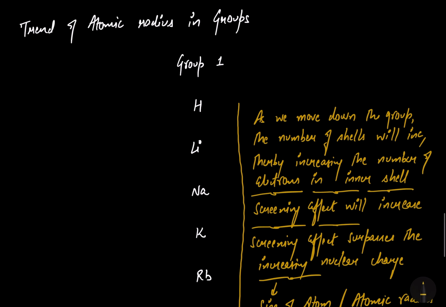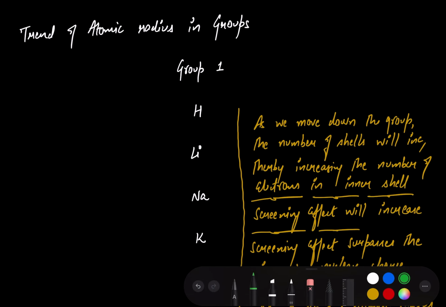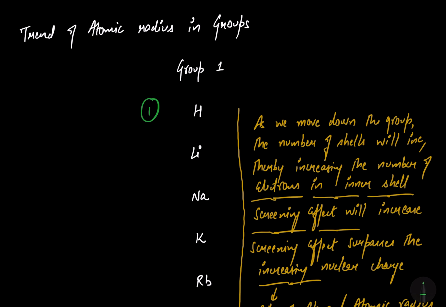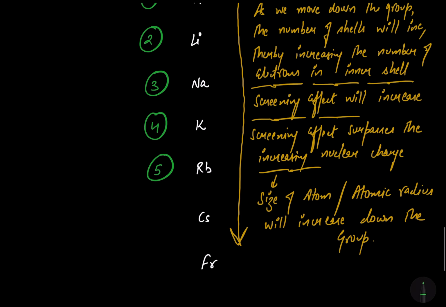Now hydrogen belongs to the period number 1. That means here we are having only one shell. In lithium we are having two shells. In sodium we are having three shells. In potassium we are having four shells. Rubidium five shells. Cesium 6 shells. Finally, francium 7 shells.